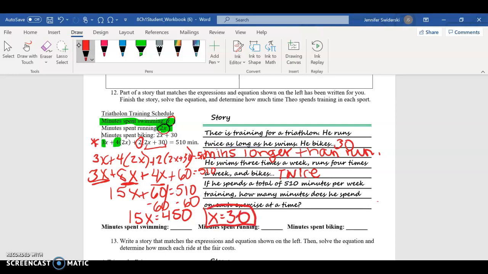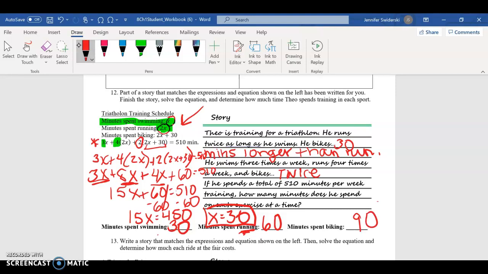What did x represent up above again? Up here, x was the time he spent swimming. So minutes swimming, he spent 30 minutes swimming. Well, he spends twice as much running. So all I need to do, guys, is go up to running and say, okay, well, 2 times 30 is 60. How many minutes did he spend biking? Well, 60 plus 30, when I come back up here to my equation, 60 plus 30 is going to give me 90. Now, you might say, Ms. Widerski, something's wrong with that.